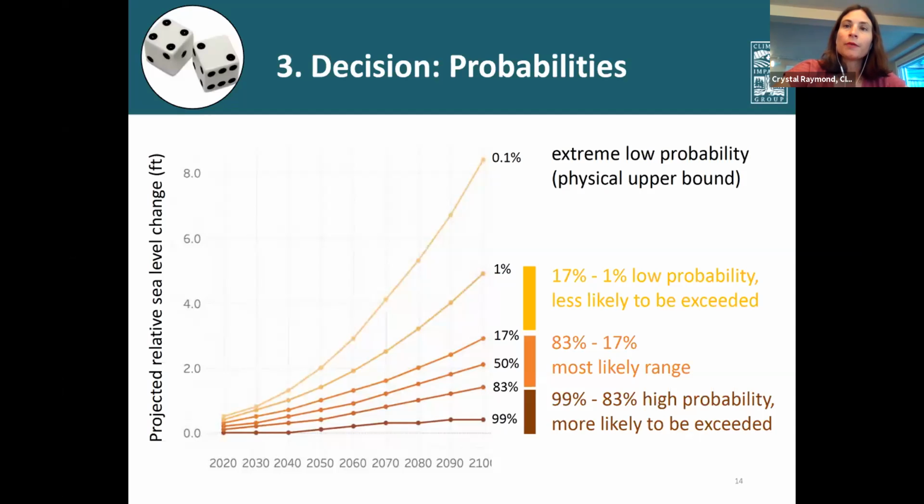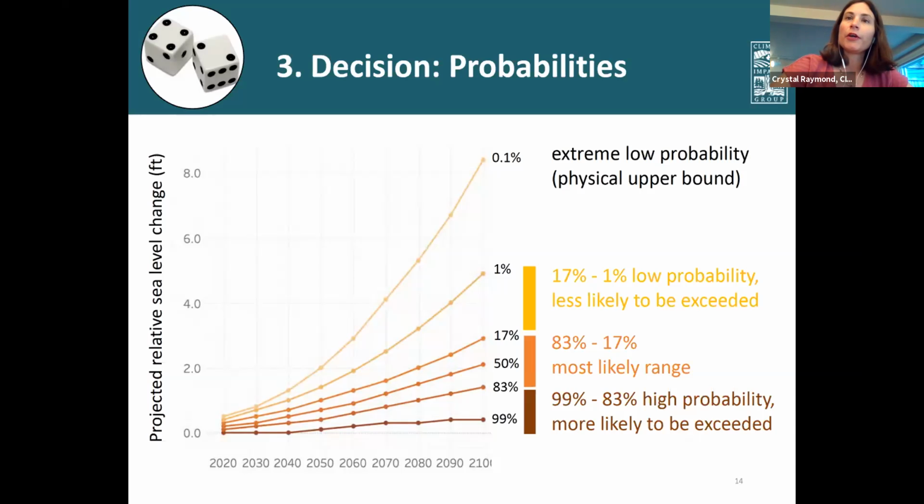In the middle of that range, we have what we call the likely range, which we have designated as the 83 to 17% probability. And in the very middle, of course, is the 50%, which is the most likely value. So with 50%, that means that sea level rise is just as likely to be above that value as not. So for example, in this graph here, you see that the 50% value in 2100 is 2 feet. So that means sea level rise in 2100 is just as likely to be above 2 feet as below.